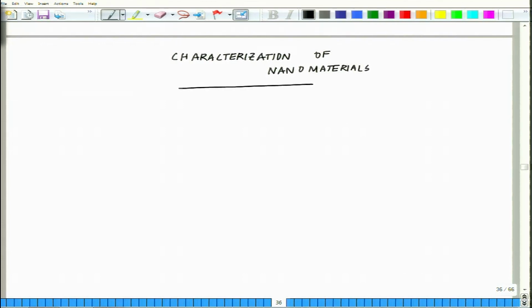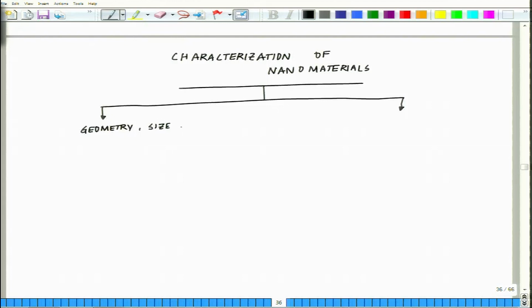Okay. So, as I mentioned, the characterization could be separated in two categories. One is characterizing the geometry, size, and also we can call it morphology. Whereas the other set of characterization includes your surface chemical properties.